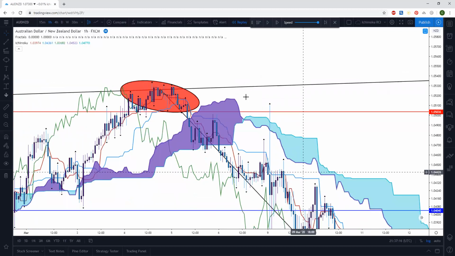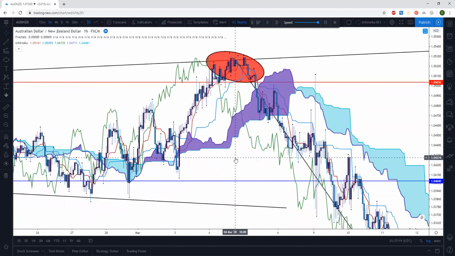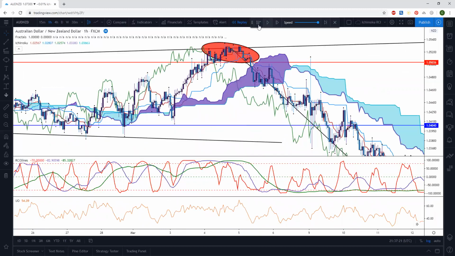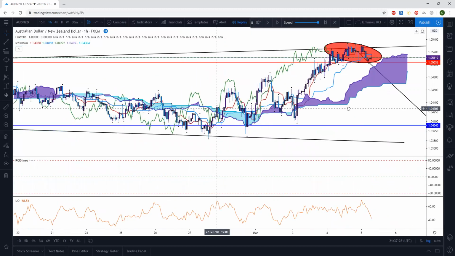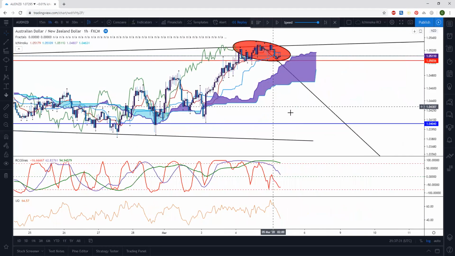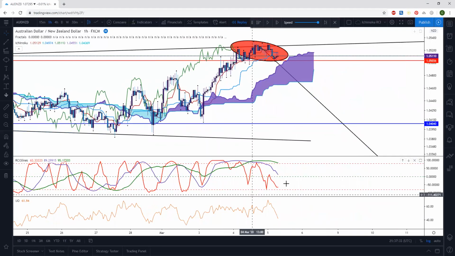I'm trying to figure out how. Let me see if there was divergence at all. Go back. Dang, there's no divergence either. This would actually have been a hard trade to get in. Even with the cloud, it would still have been hard to get in.